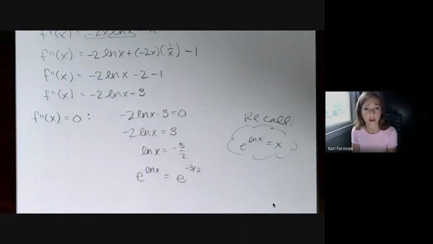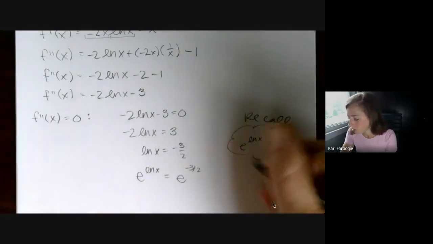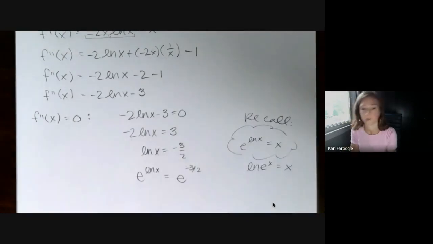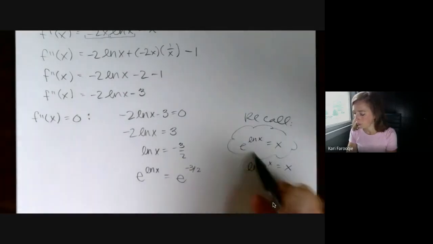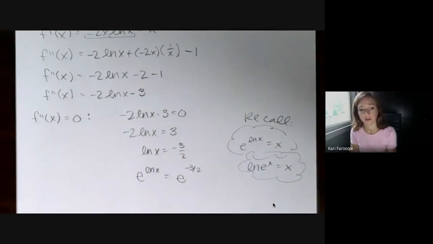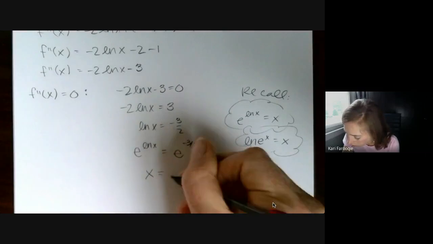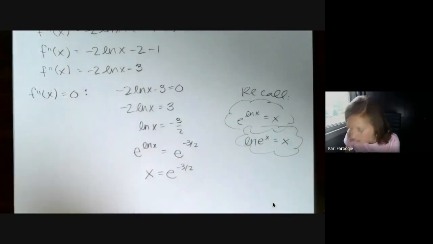That's a property that you should have learned in algebra. If you don't remember it, I'm reminding you now. It's the same way that if you have the natural log of e to the x, it's also x. Same idea, they're inverse functions. So depending on whether you're trying to solve an exponential or you're trying to solve a natural log, you can use those two identities. And then you have x equals e to the -3/2.